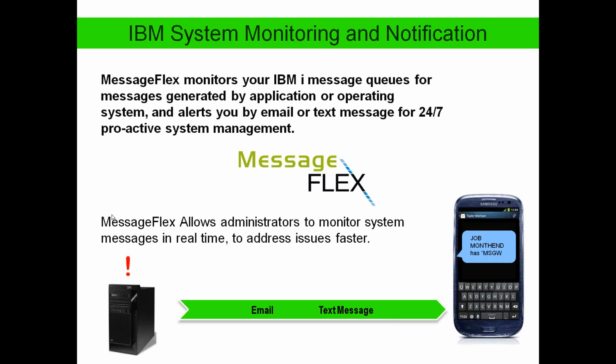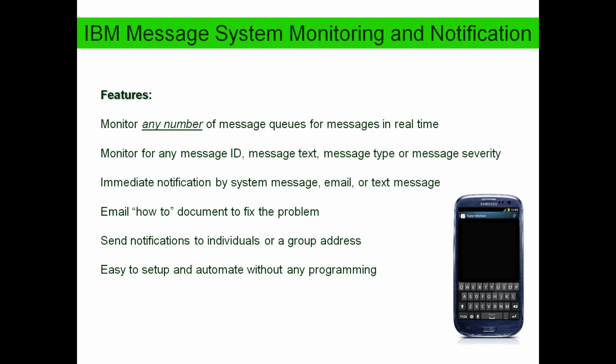MessageFlex will tell them when there's a message. It'll send it by email or text message directly to your cell phone so that you can proactively respond. MessageFlex automates the tedious tasks of looking for those messages that you really are hoping they're not going to find. If it discovers one, you can filter and decide whether it should notify you, a group of people, or whomever you've assigned to be notified.